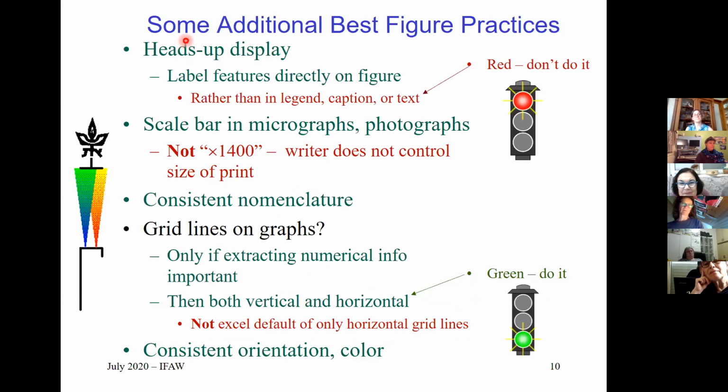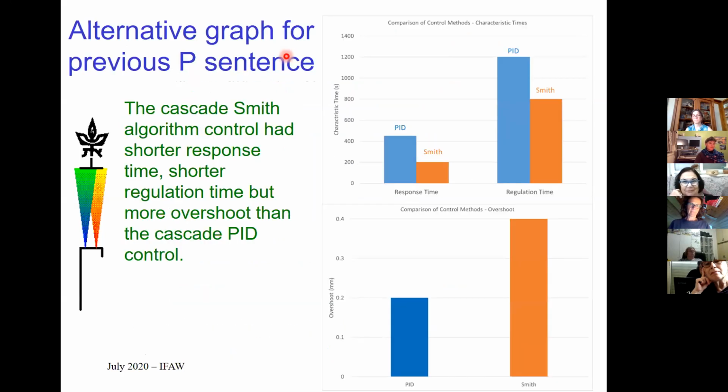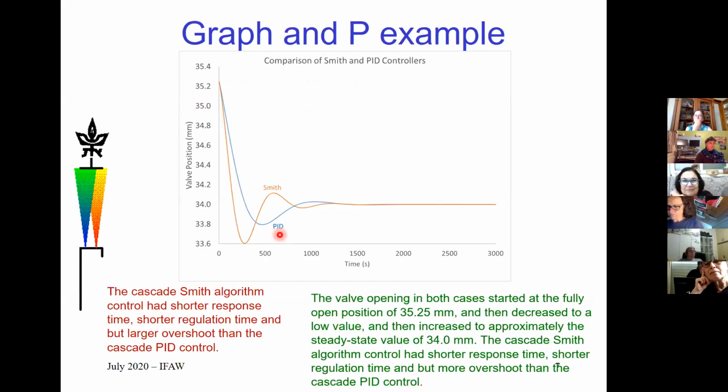There's a couple of other, what I consider to be best practices in terms of figures. First of all, the features in the figure should always be labeled directly on the figure. For example, here, we indicate PID and Smith right here on the figure, rather than having symbols which have to go and look for their explanation, either in a legend or in a caption, or worse, in the body text.